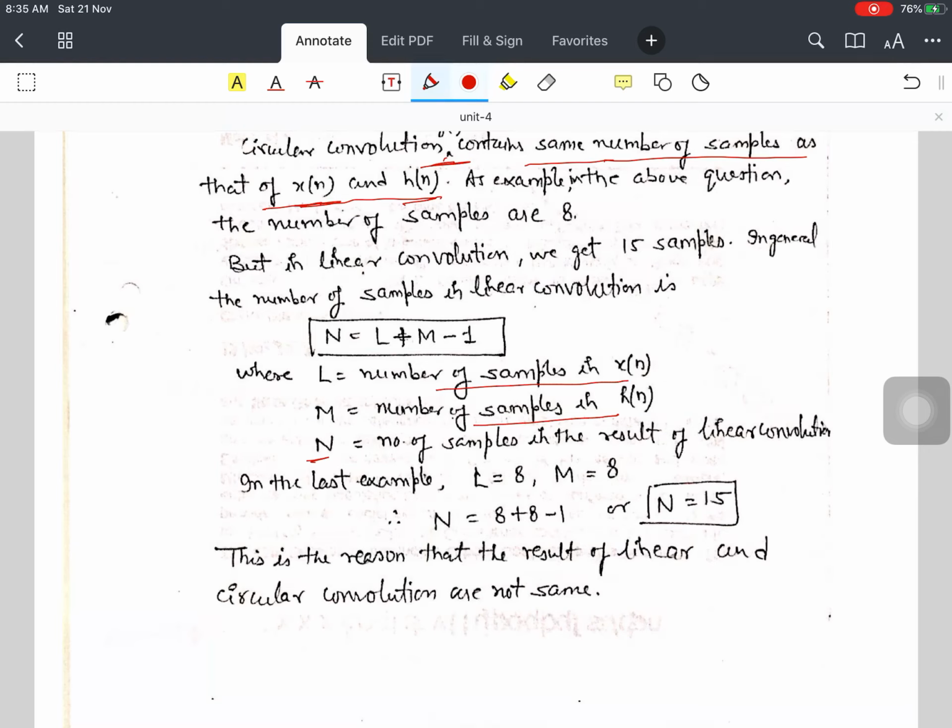So, in the previous case, if I want to calculate how many samples, we know the number of samples in xn in the example was 8, and in hn also 8. So, the number of samples in convolution is 8 plus 8 minus 1 according to this formula. So, that is coming 15. You can check over here the number of samples in linear convolution is 15. This is the reason that the results of linear and circular convolution are not same.